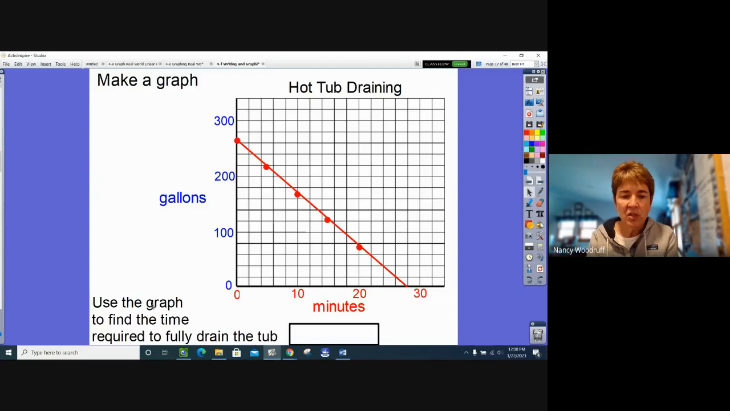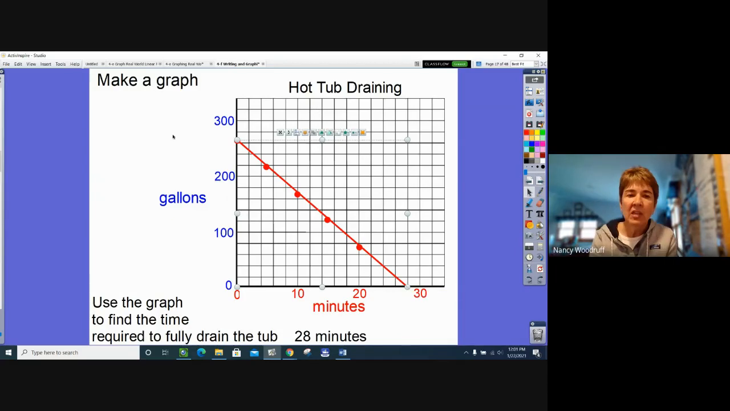So what we want to do is use the graph at this point to find the time required to fully drain the tub. What is that question asking? It's asking how many gallons would be in the tub if it was drained. And I'm hoping you said 0, right? So we want 0 gallons, which is your Y. And we're going to come out here. And right here, that is the point, which looks like about 28 minutes, because this would be 20, 22, 24, 26, about 28 minutes is when the tub would be fully drained.